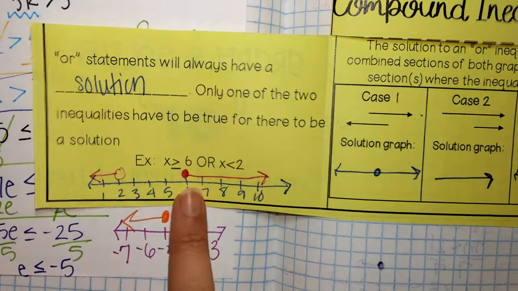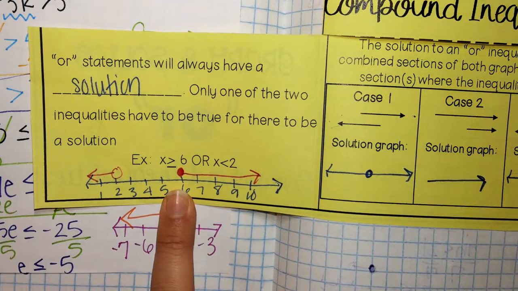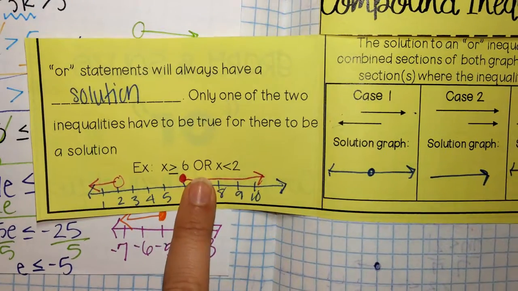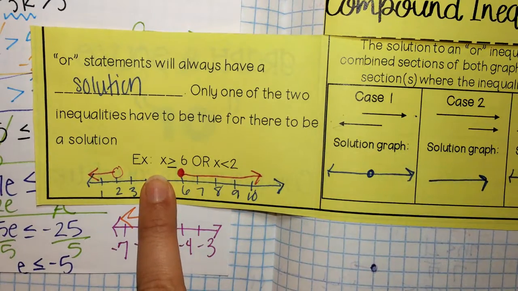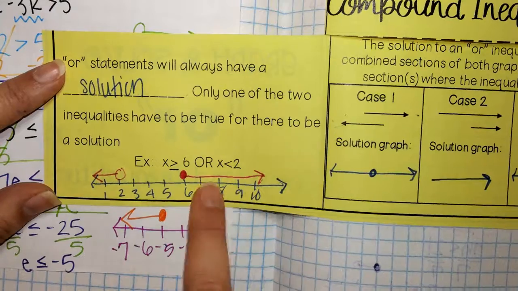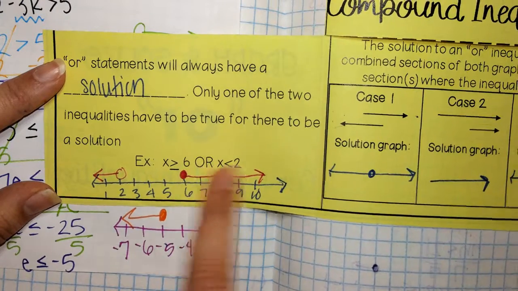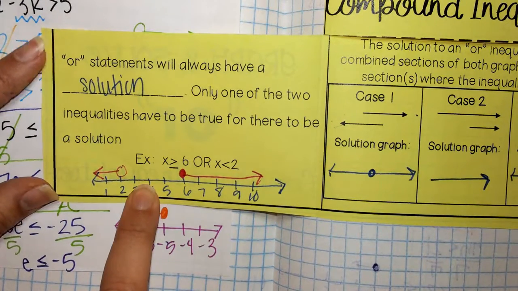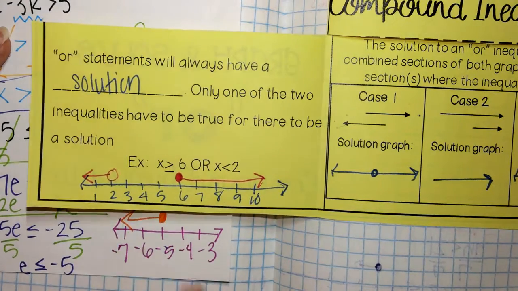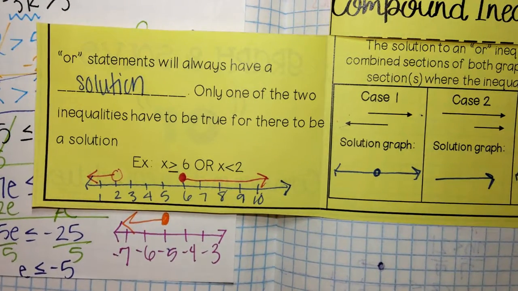He asked, what does this mean? What does our graph mean? What does it mean that it's or? And that means that your x value can be greater than or equal to 6, which are these numbers down here, or it can be less than 2, but it can't be anything in the middle. That's it. All right, ready for some problems?